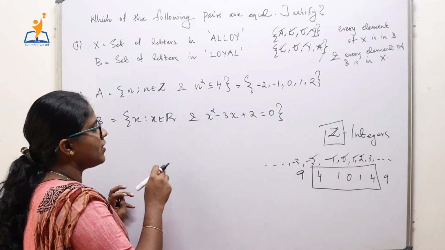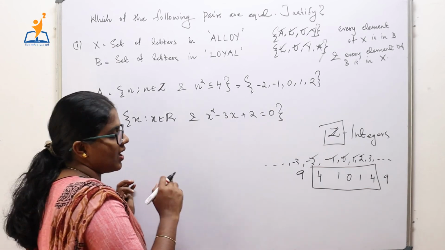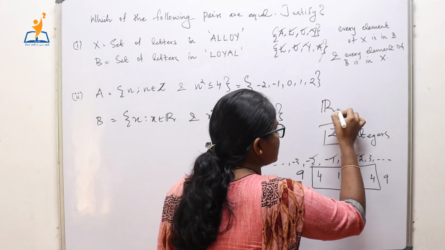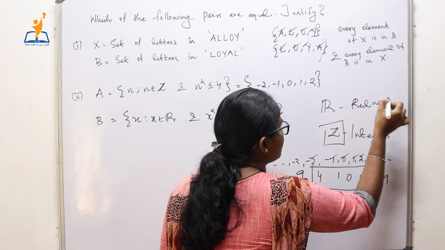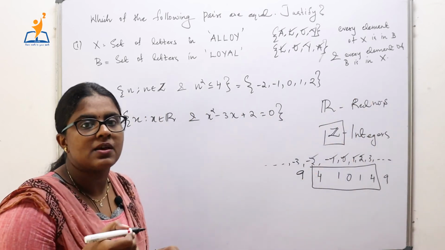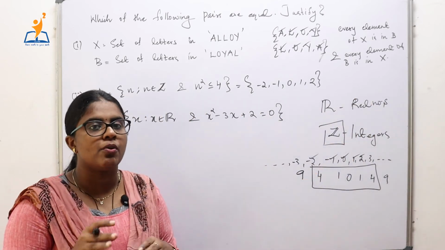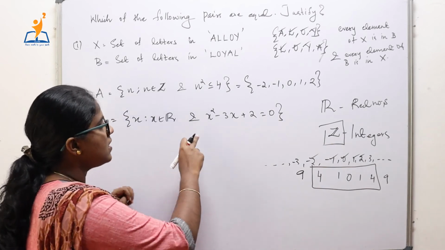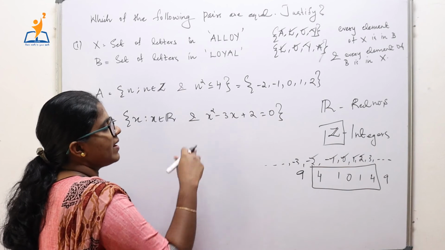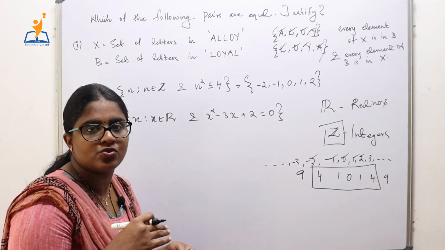Set B is the set of all x such that x belongs to R. Now what is R? R is the set of real numbers. We know what real numbers are. Real numbers are the collection of both rational numbers and irrational numbers. Now one more condition is given: x square minus 3x plus 2 equals 0.